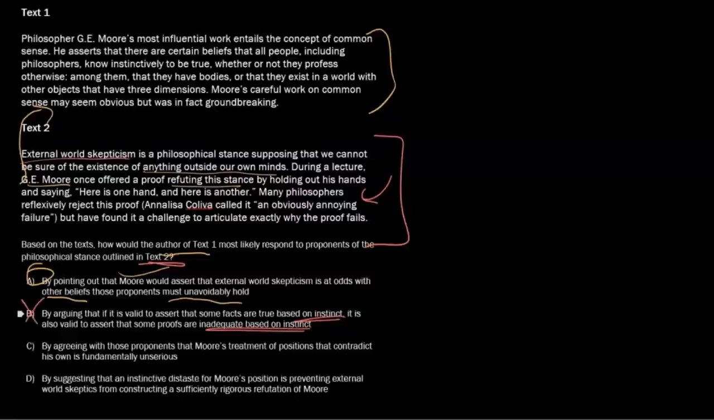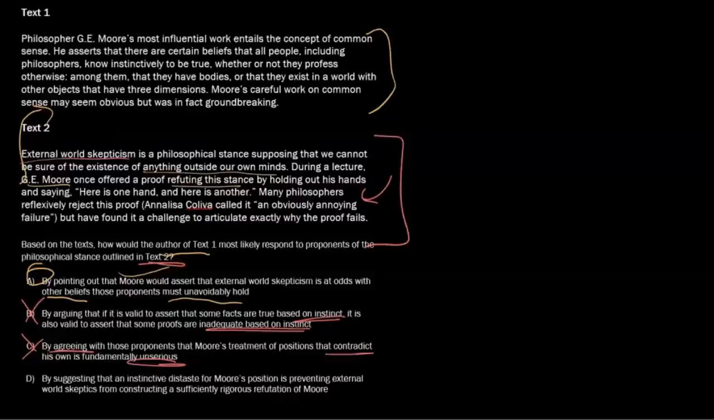Now, choice C: by agreeing, he's not going to agree. We can just take this out right here, but with agreeing that proponents that contradict his own is fundamentally unserious, okay, that's not how somebody's going to argue. They're not going to say, oh, you're silly, right? So this is not the right answer.